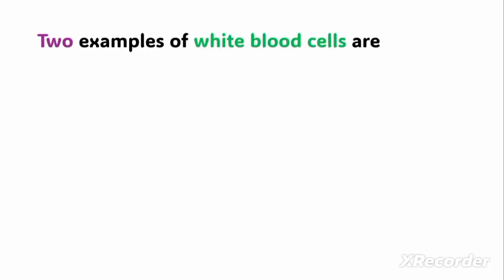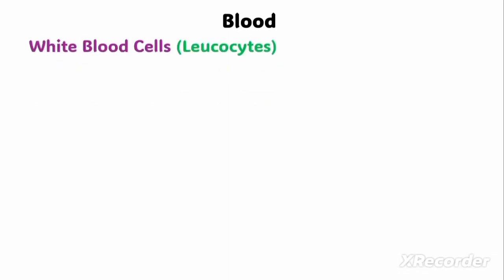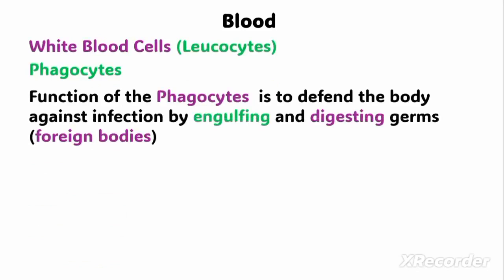So we are also going to look at two examples of white blood cells. Number one, phagocytes. Number two, lymphocytes. And we have the diagram here trying to illustrate each and every example of the white blood cells. So we are going to look at phagocyte. We are going to give detailed information here.